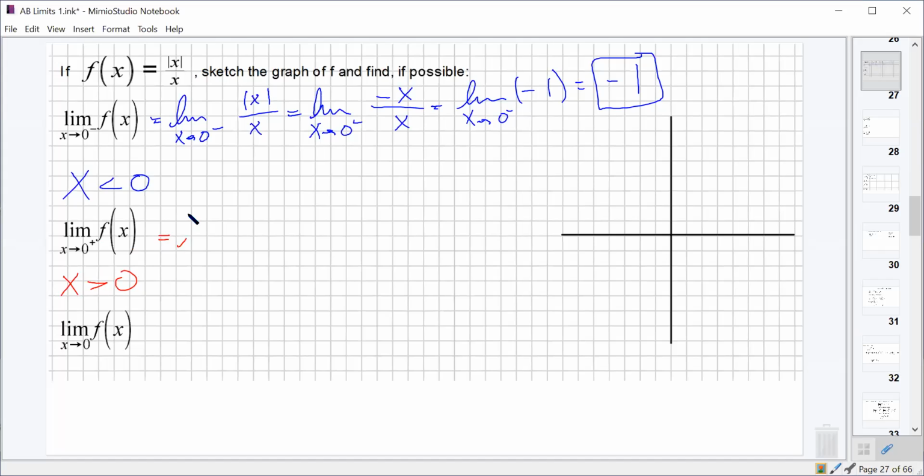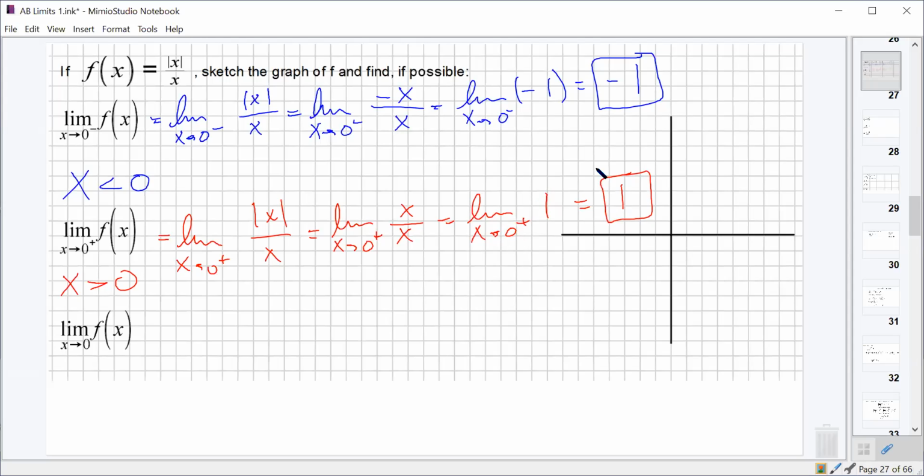So now when we do this limit, the limit as x approaches 0 from the right of absolute value of x over x, we ought to get the limit as x approaches 0 from the right of, well, for positive values, absolute value of x is just x. And x is in the denominator, still just x. And we cancel the x's. And the limit of that constant is just that constant.